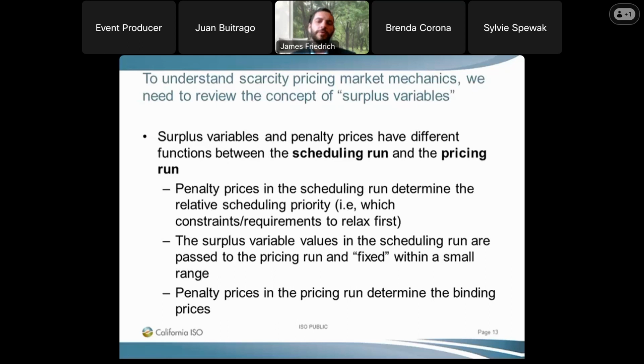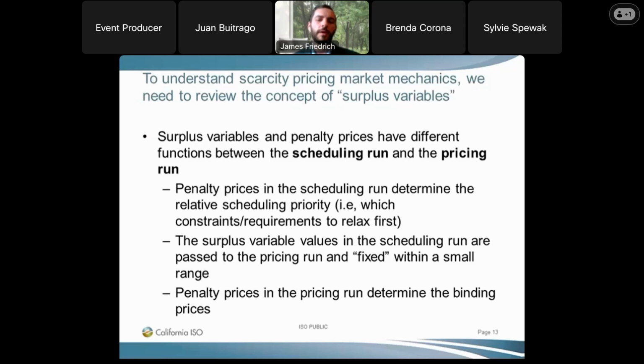Now, finally, surplus variables and penalty prices have different functions depending on whether you're talking about the scheduling run or the pricing run. You may be familiar that the CAISO has two market runs. A scheduling run determines, in a sense, well, let's get into the sub-bullets and that will explain it. So penalty prices in the scheduling run determine the relative scheduling priority of each constraint or requirement.